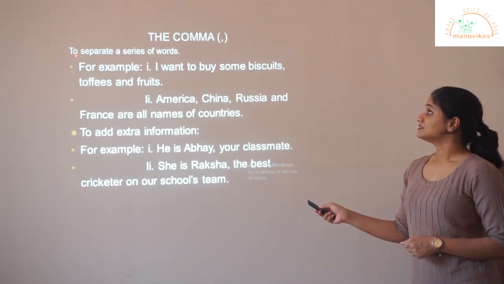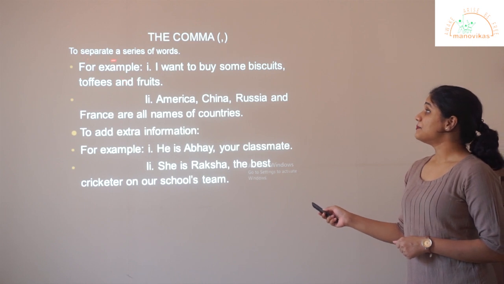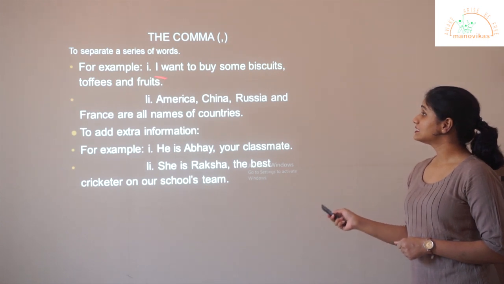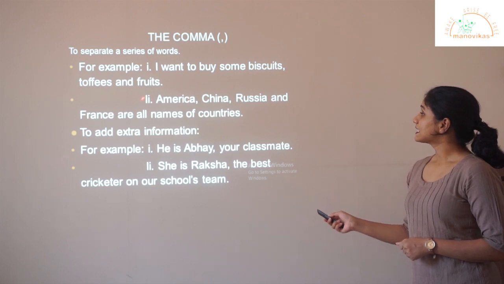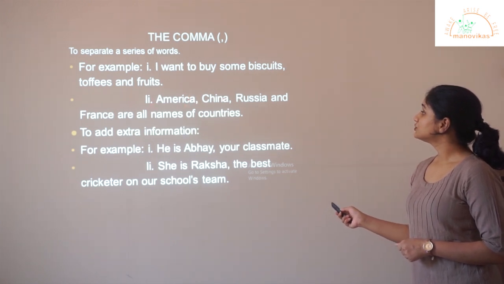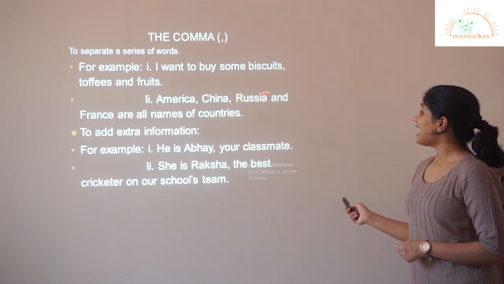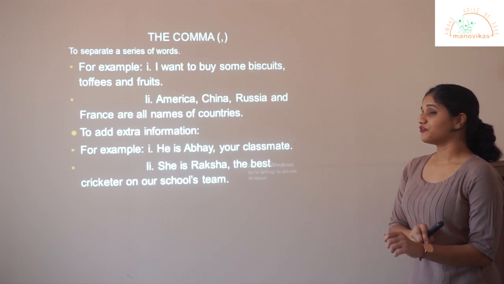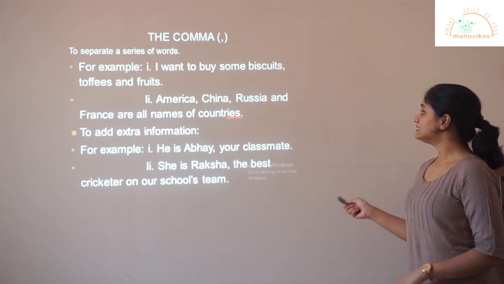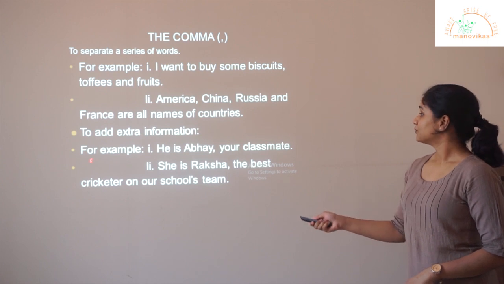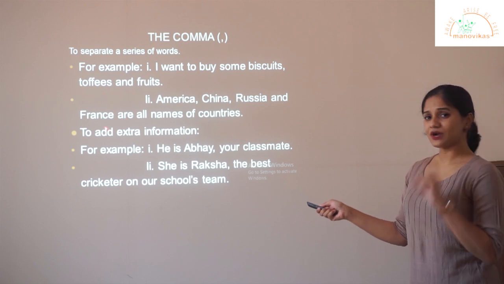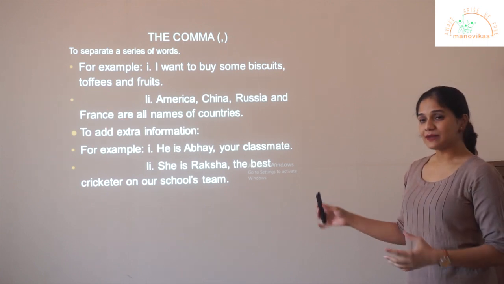Alright, the comma. The comma is very important to separate a series of words. For example, I want to buy some biscuits, comma, toffees and fruits. Okay? The second example, America, comma, China, comma, Russia and France are all names of countries. They separate a series of words and help create lists in a sentence. Now, another reason a comma is used is also to simply add extra information to one sentence instead of wasting your time writing more than one sentence.